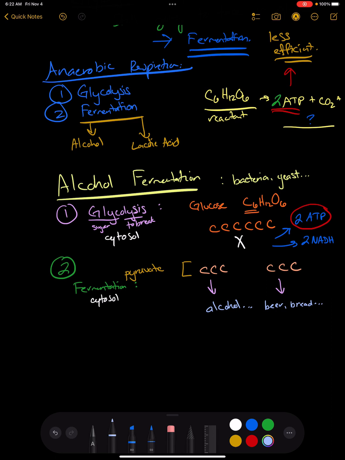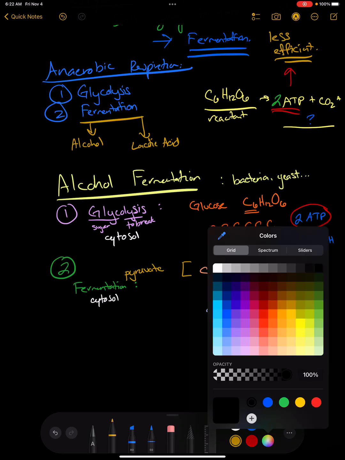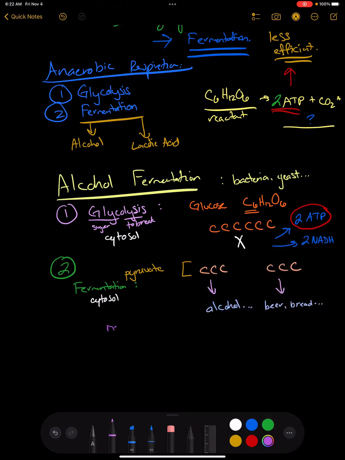And since I don't get to move on and go on to Krebs and electron transport chain, that means I only get to make 2 ATP. And if I'm only making 2 ATP, this is way less efficient because in my other process, aerobic respiration, I get to make 36 or 38, depending on how you want to count it. This one, I only get to make 2.